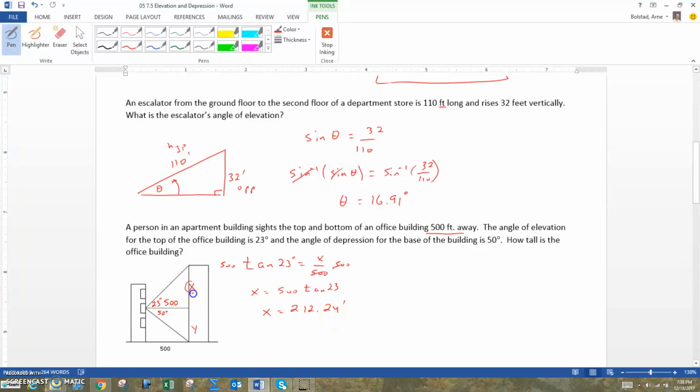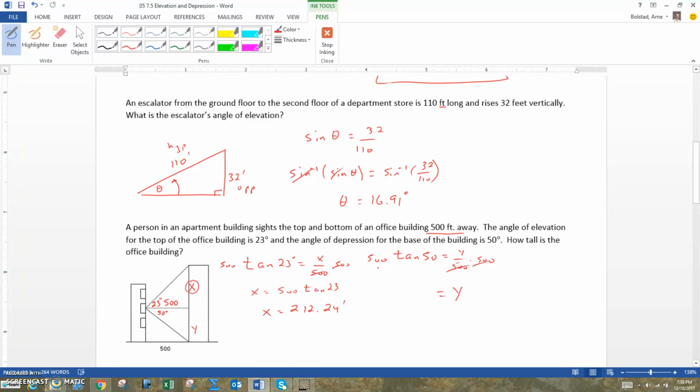So we now have the x value. We need to go for the y. We know the opposite. We want the adjacent. So again, tangent of 50 degrees equals y over 500. Multiply both sides by 500 again. 500 cancel. We have y equals, and from your calculator, 500 times the tangent of 50.